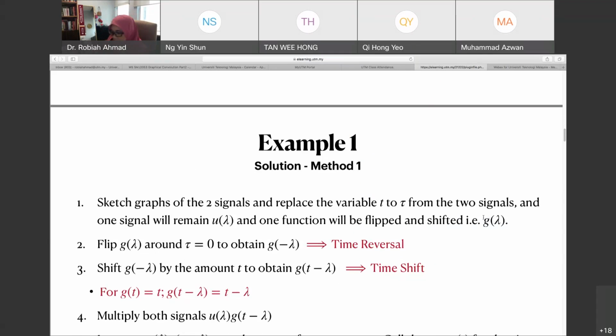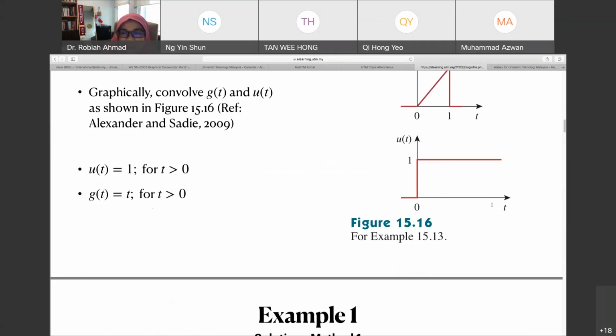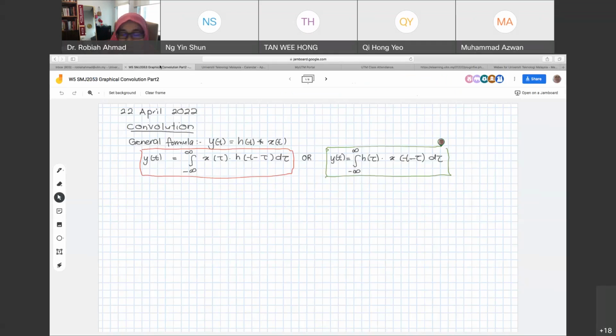Okay, so let us do that. Go back to the signal. So we have one. We do steps 1, 2, and 3. The u(t) remains, so this is x(tau). Then the one that we have for the signal earlier, initially the signal is something like this, the g(t).